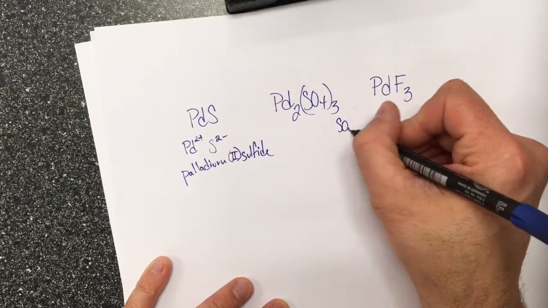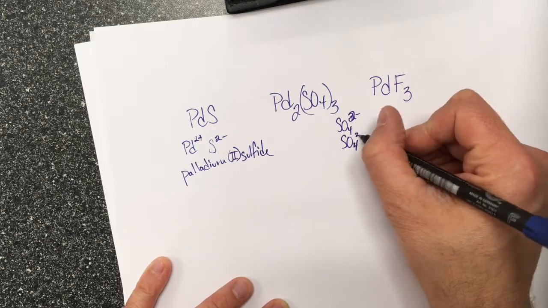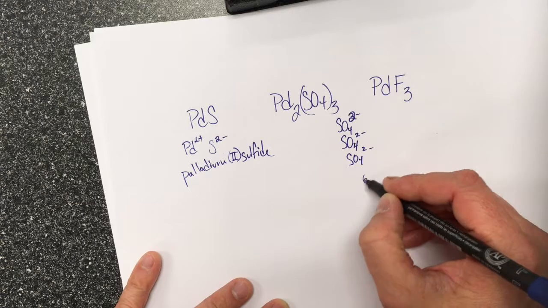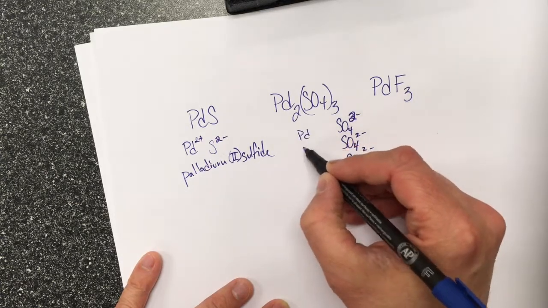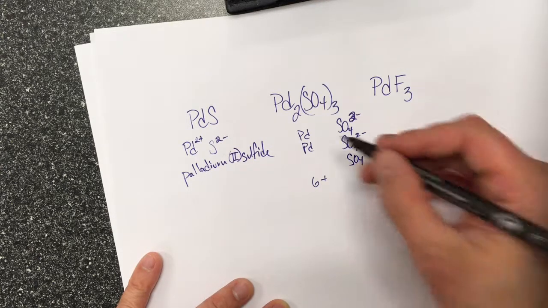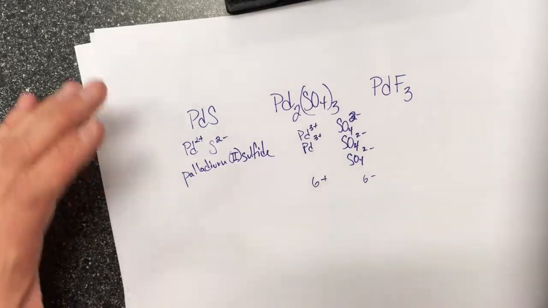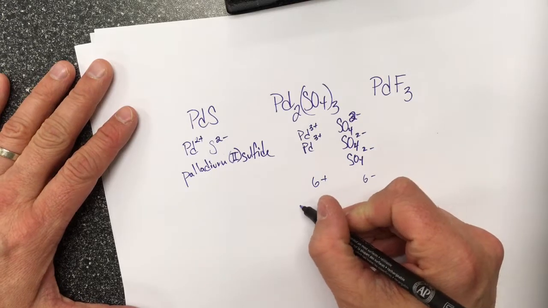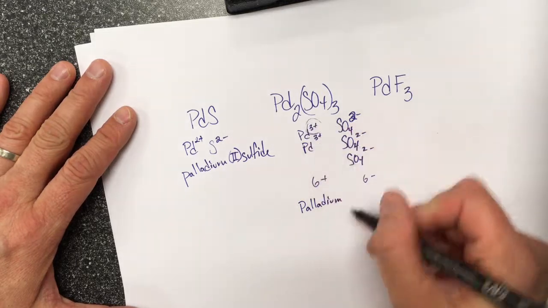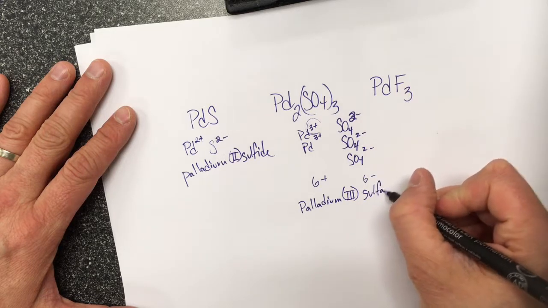This has got 3 sulfate ions. Oh, and sulfate has a 2 negative charge, sorry. So this has got 3 negative 2s, so it's got a total of 6 negative. The palladiums, I have 2 of them that need to come out to 6 positive. So these must have a 3 positive charge in order for these two net amounts of charge to be equal and cancel each other out. So this is a palladium 3 ion with sulfate. So this is palladium 3 sulfate.